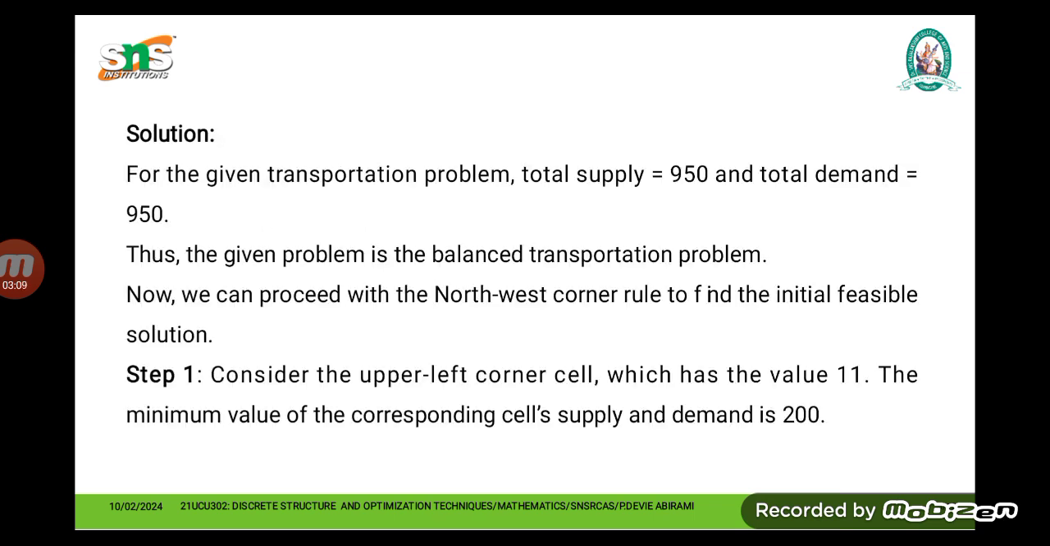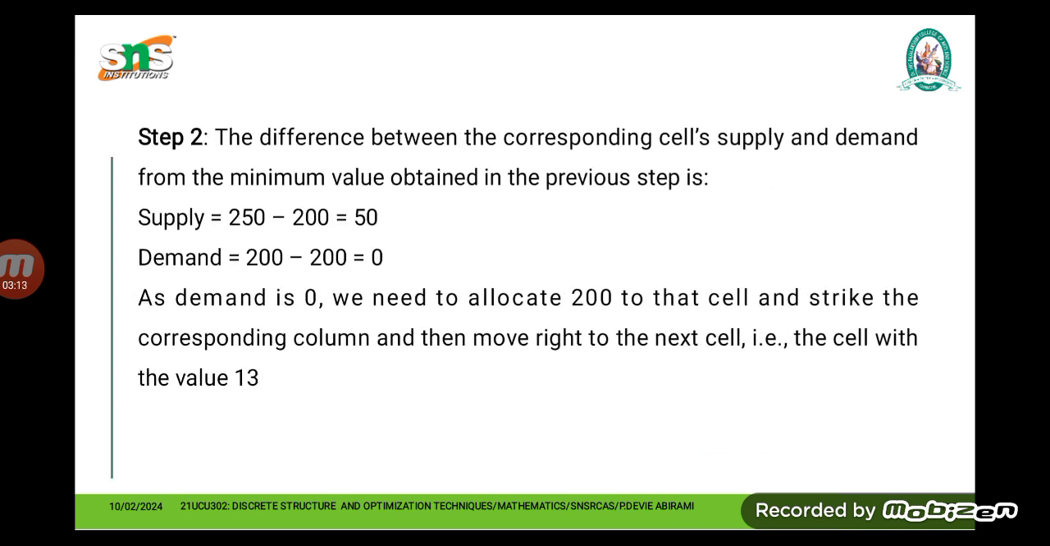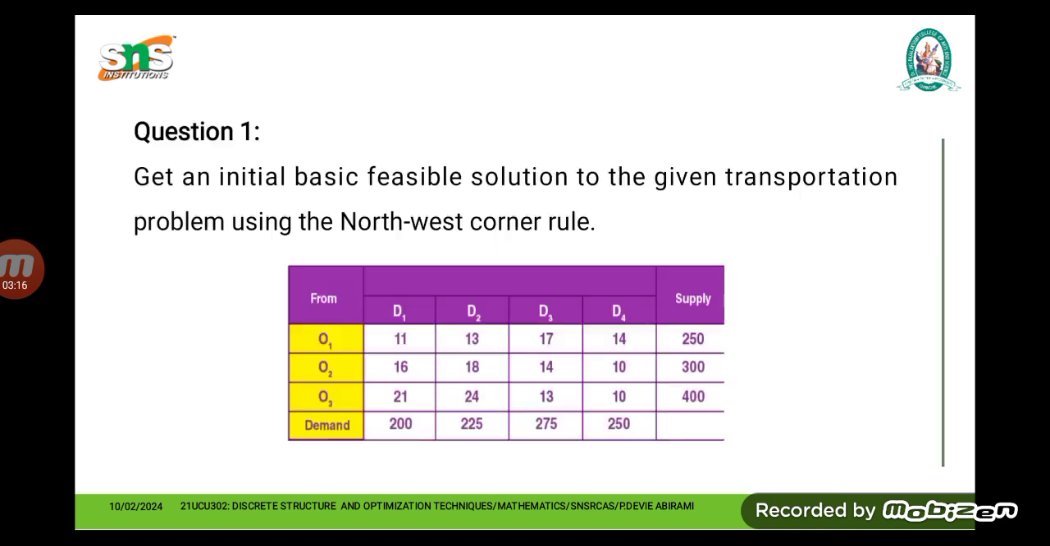Now we are going to use the northwest corner step 1. Our step 1 is choose our northwest value. Here our northwest value is 11. In supply we are having the value as 250. In demand we are having our value as 200. So we have to choose our demand value as 200. Cross out our column, that is D1 will be crossed out, and we subtract 200 from our supply value 250. If we subtract it, we will get the value as 50.